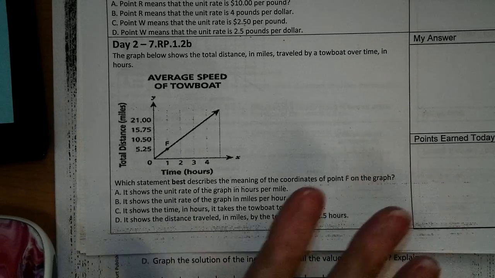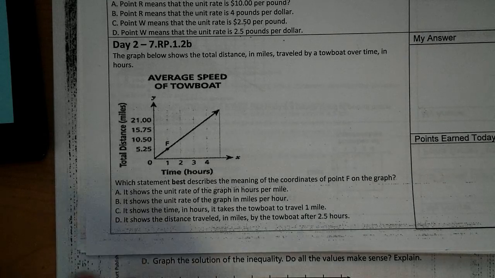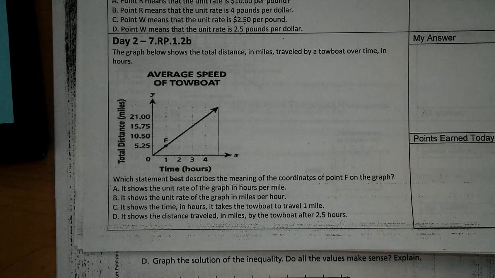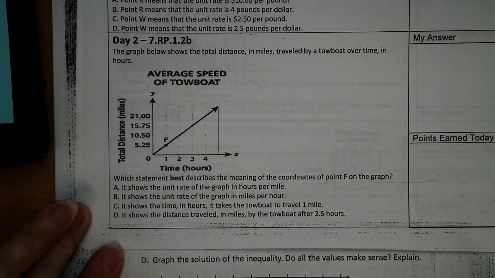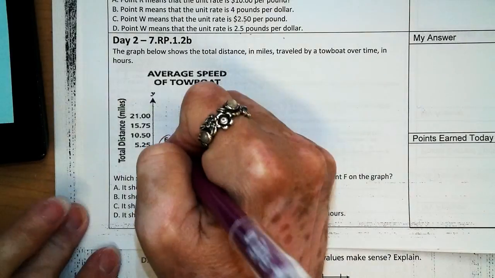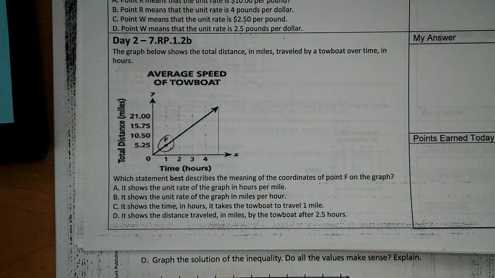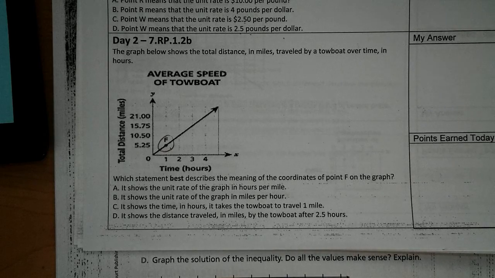So it says the graph below shows the total distance in miles traveled by a towboat over time in hours. Which statement best describes the meaning of the coordinates of F? So that's the point right there. Okay, so what does that point mean? Based on what we did yesterday, what does that point mean?